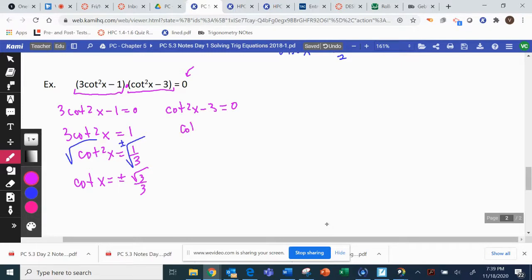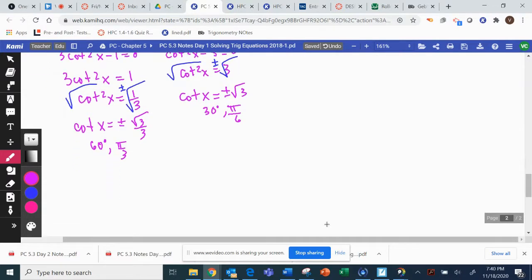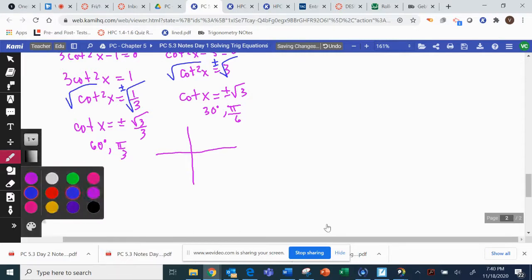Then cotangent squared x equals 3. We're going to square root both sides, put in a plus minus. So we'll have cotangent x equals plus minus square root 3. And let's see. This one would be at the 30 degrees reference, which is the pi over 6's. This one would be 60 degrees, which is the pi over 3's. And since both of them are plus minus, we're going to have all 4 angles for each of them. You just need to put them in the correct order. So it might be helpful to sketch it.